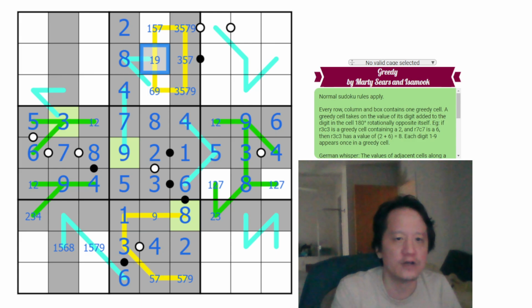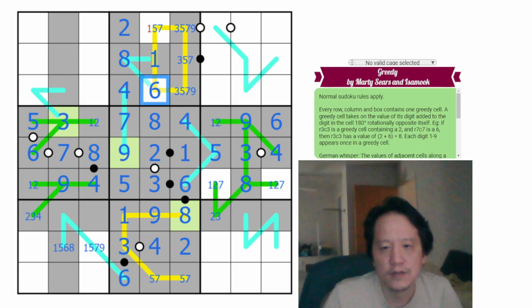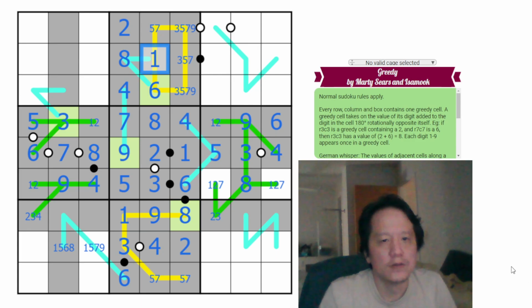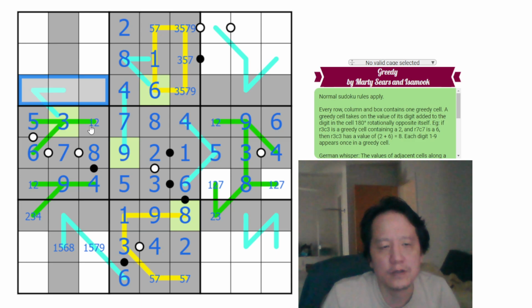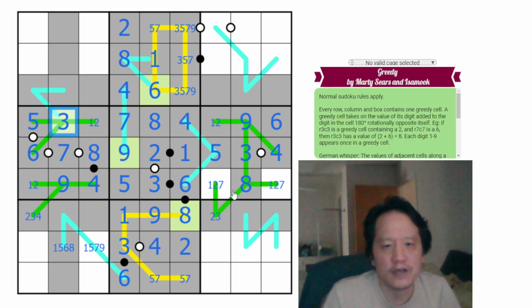So we've tried all the possibilities. So this is 1, 6, this is 9. So that means this is 15. So this is the greedy cell. This is not the greedy cell. Therefore, none of these can be greedy. None of these can be greedy. Oh, interesting. Okay, so this is 11. So this value is 11.